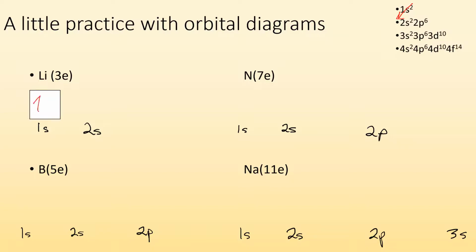So I go, all right, up arrow, down arrow. I still have another electron to place, so I've got to draw another orbital. I'm into the 2s now, and I only need 1 more electron because there's 3 total. So that's what my box diagram is going to look like, my orbital diagram.